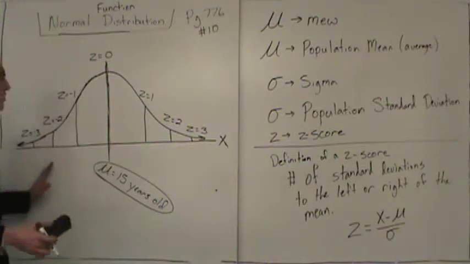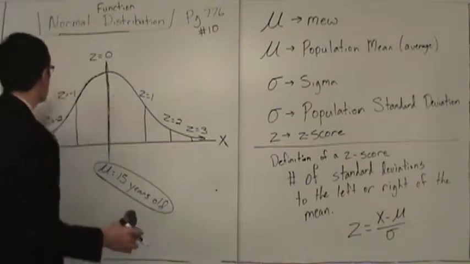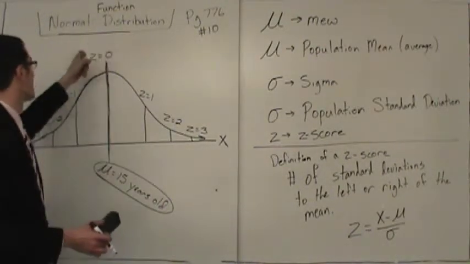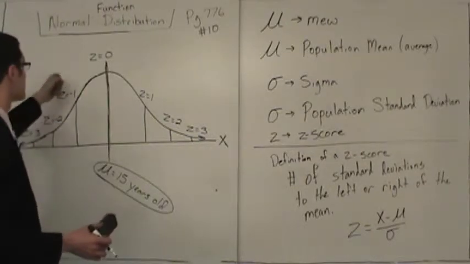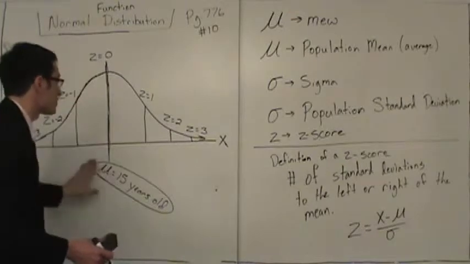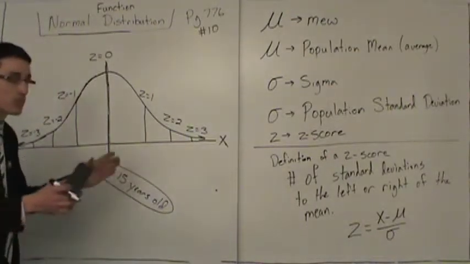Okay, X values go on the bottom. Z-scores go on top. Let me say this: Z-scores go on top, and the Z-scores never change. The Z-score is always the same. The X values will change problem to problem. Why? Your average will change problem to problem.